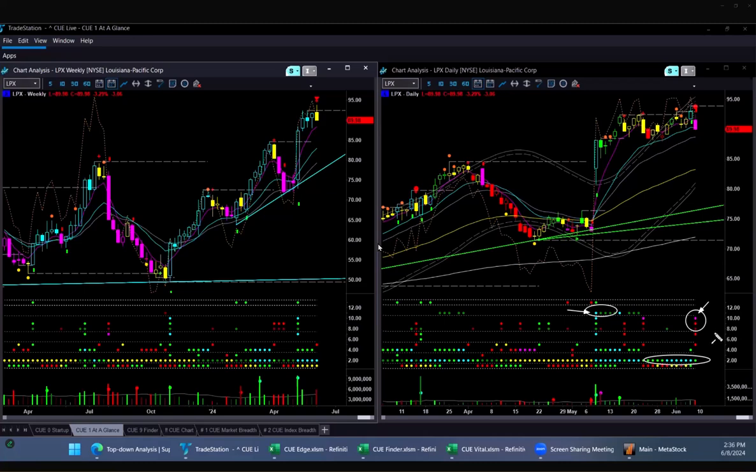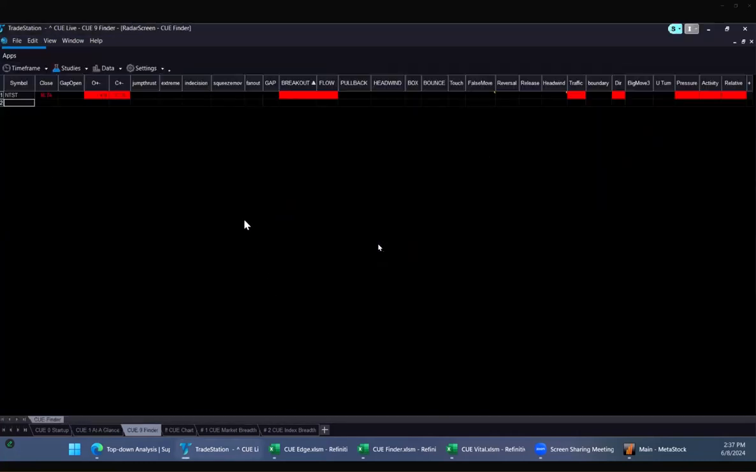A short setup at that, it has to be a proper short setup. And if it is a weak fundamental stock, it is a short candidate. It is a weak fundamental stock. Now, it is still in an uptrend. And this is a good example of a reversal trade, and I'm quite comfortable taking them. If I go to Finder, let's put LPX on TradeStation also.